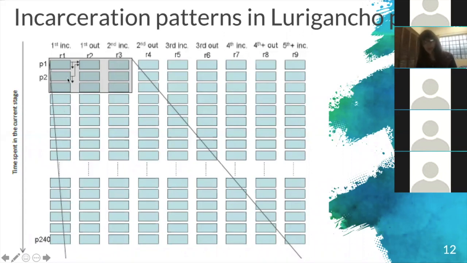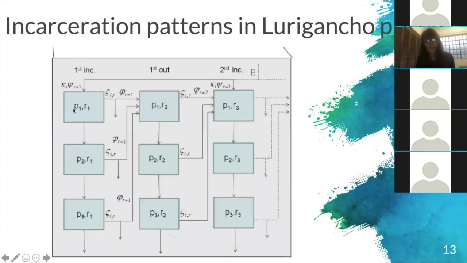And then they can come out of prison and start their period out of prison, and they can come back to prison a second time, come out, be back in prison a third time, et cetera. I'm gonna show you this in a little bit more detail. So when people, for example, came out of prison in the third month, they could either come out forever, so never be incarcerated again, or they could come out of prison, spend some time out of prison, and then be back in prison.